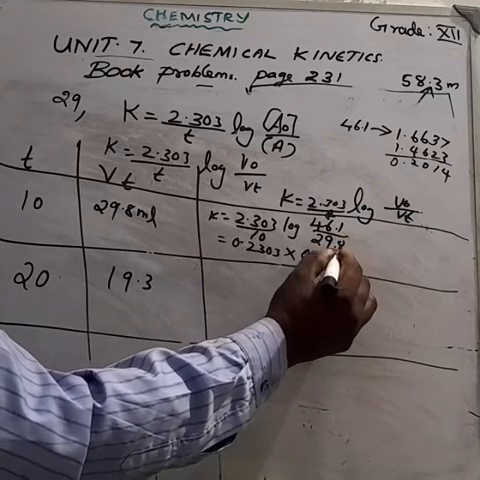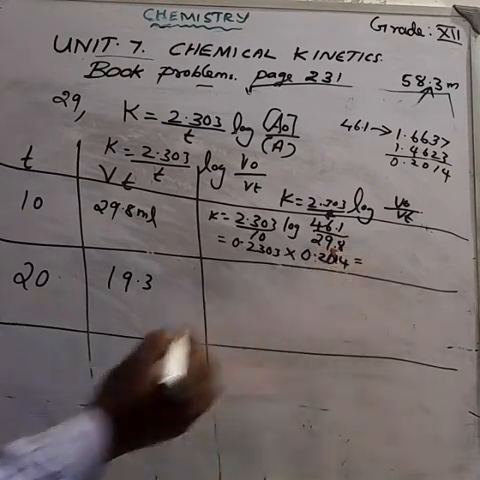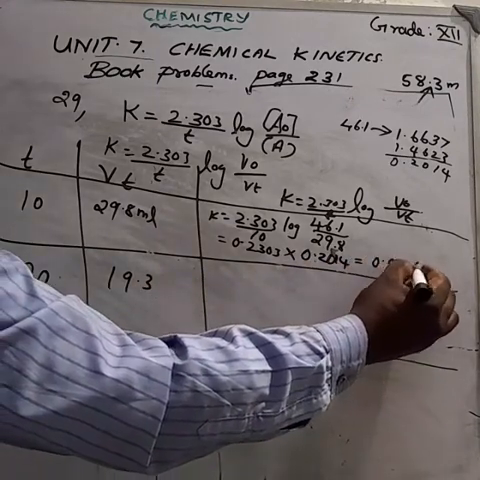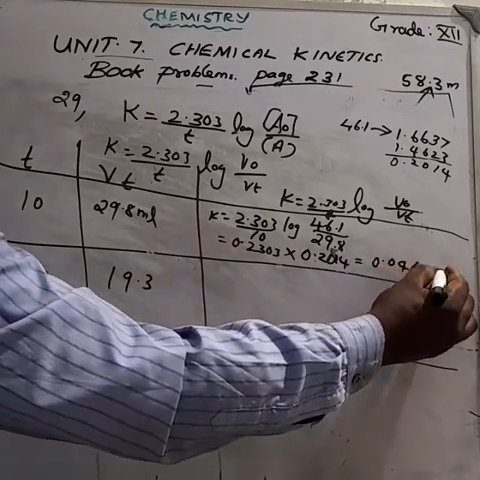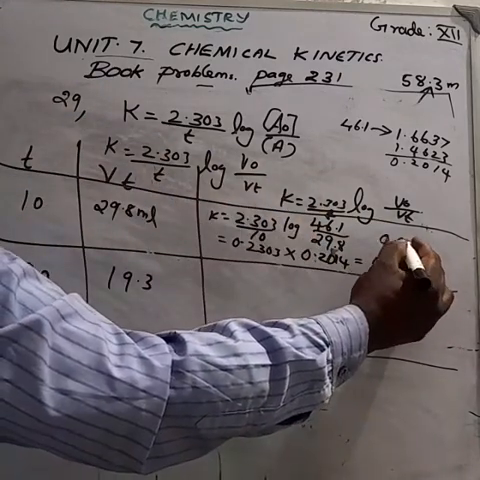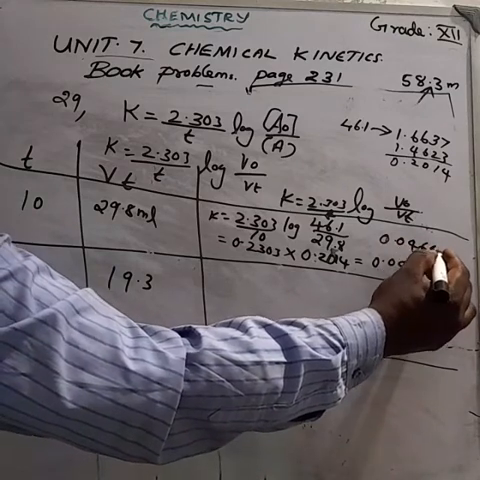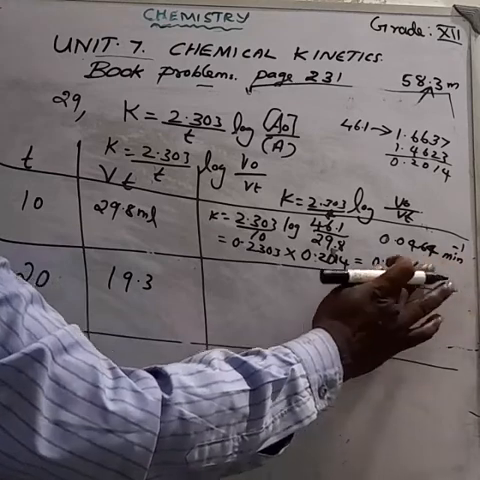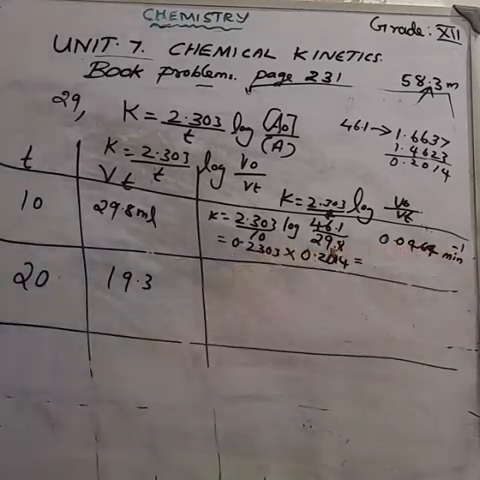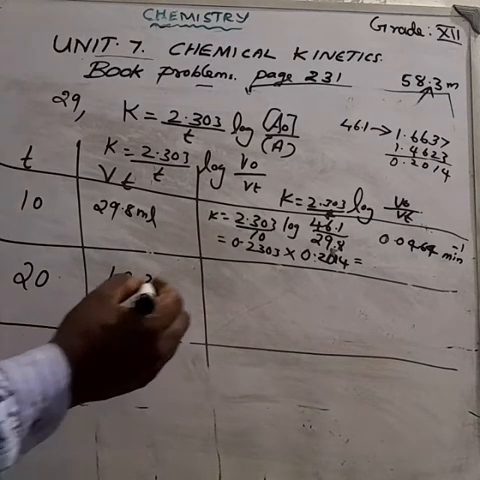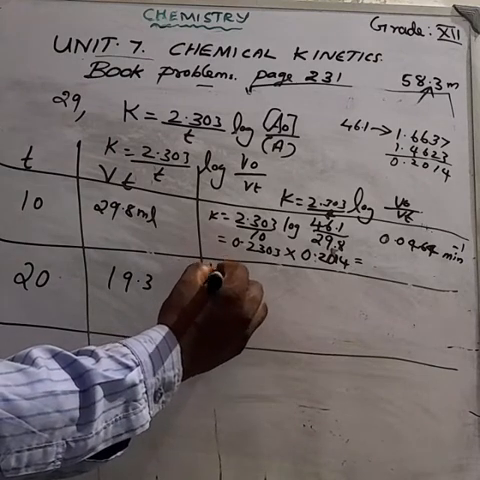I am multiplying, I get one value: 0.0463842, that is equal to 0.0464 minute inverse. For the next one, for the 20 minutes, we calculate the same way. At 20 minutes T, Vt is equal to 19.3.